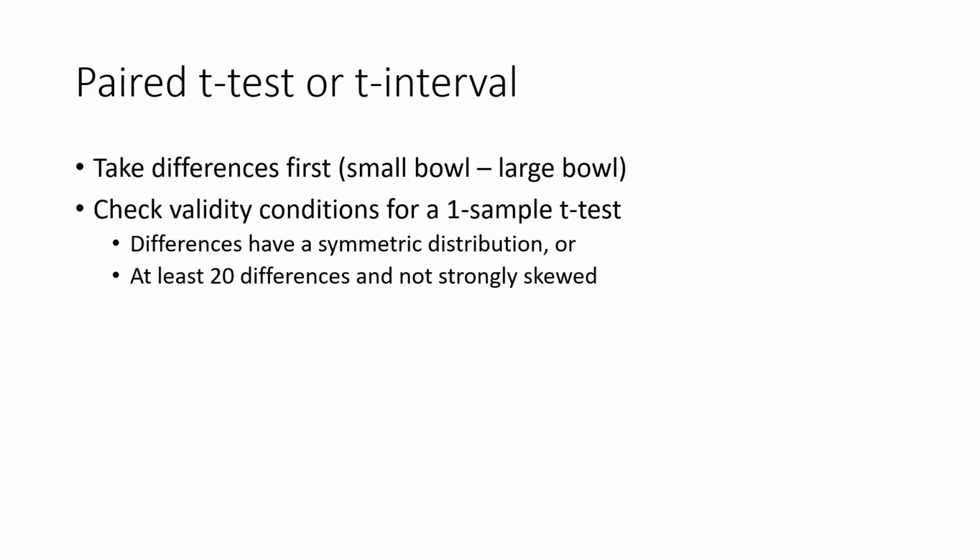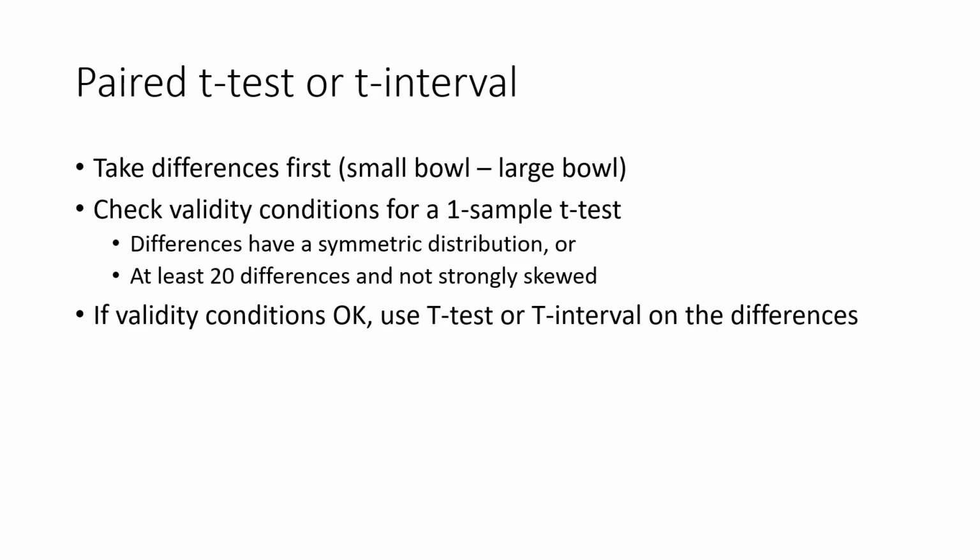Then we'll check the validity conditions for a one-sample t-test on the differences. So we either need the differences to have a symmetric distribution, or we need there to be at least 20 differences and have them not be strongly skewed. If the validity conditions are okay, then we'll use a one-sample t-test or a one-sample t-interval on the differences.